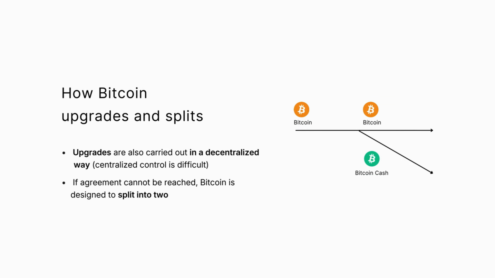Upgrades are also decentralized. When it comes to development direction, if agreement cannot be reached, the system is designed so that Bitcoin can split into two.